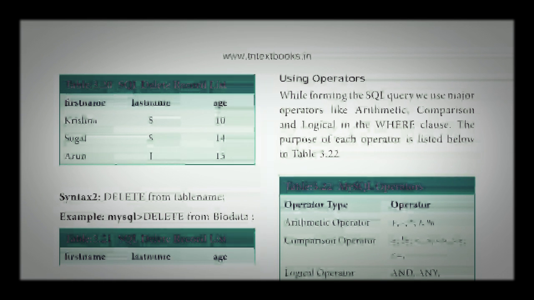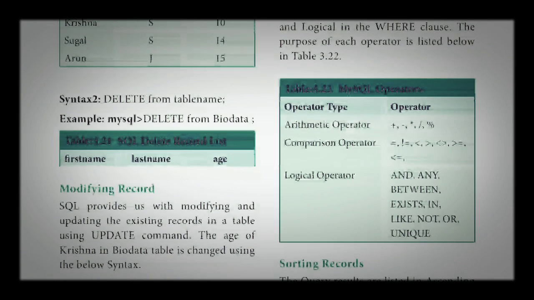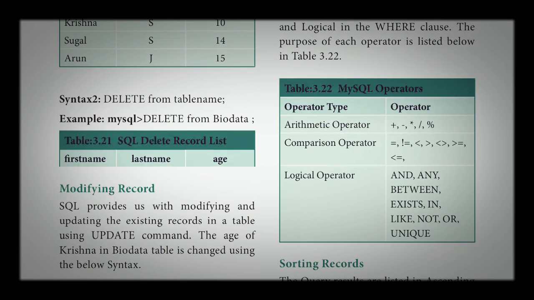Next command, syntax 2: delete from table name. Here you can see that the entire list of data or records has been deleted from the table.